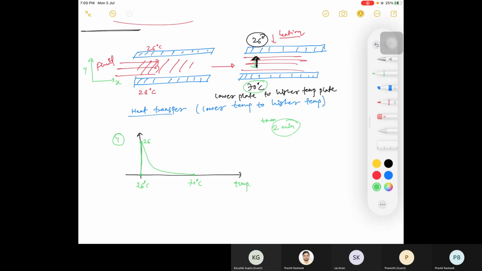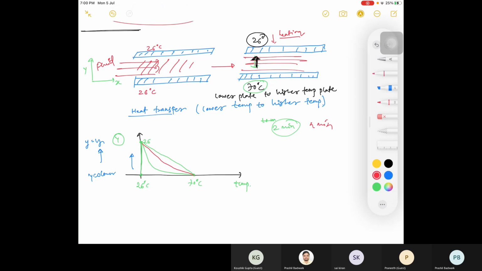Right? Heat will be transferred from the lower plate to the upper plate. After that, if I increase the time, after 4 minutes it will look like this. Then after some time you will get this kind of profile. So what you are seeing here is that heat is transferring from the lower plate, that is y is equal to 0, to y is equal to y.